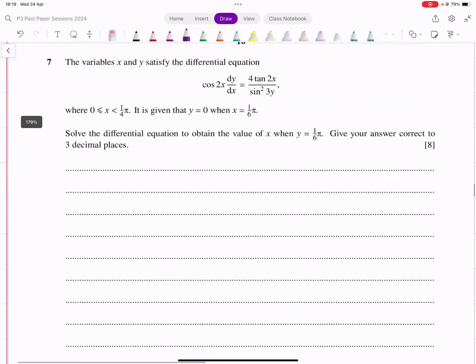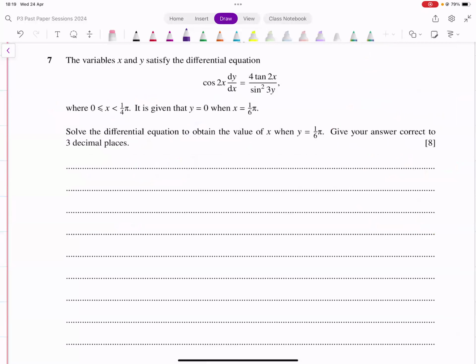Question number 7. Okay, the variables x and y satisfy this differential equation where x is between 0 and pi over 4. It's given that y equals 0 when x equals pi over 6. You can use that later on to find the value of c. Solve the differential equation to obtain the value of x when y equals pi over 6. Give an answer for it.